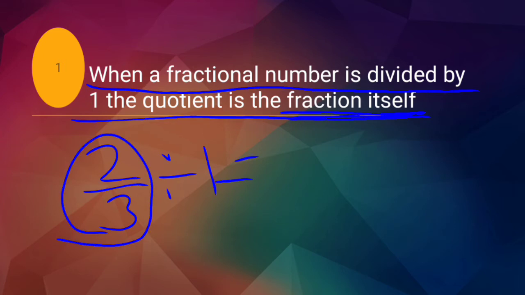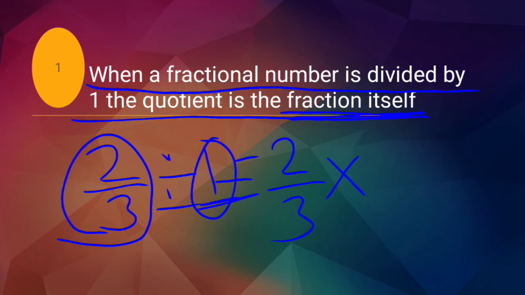Why? When you take the reciprocal of 1, it is again 1 upon 1. So I am writing 2 upon 3, changing the division sign to a multiplication sign and writing the reciprocal of the right hand side. It becomes 1 upon 1, which we can write as 1. So 2 upon 3 multiplied by 1 becomes again 2 upon 3, the same fraction. Hope this property is clear to you all. Now move to the next property.